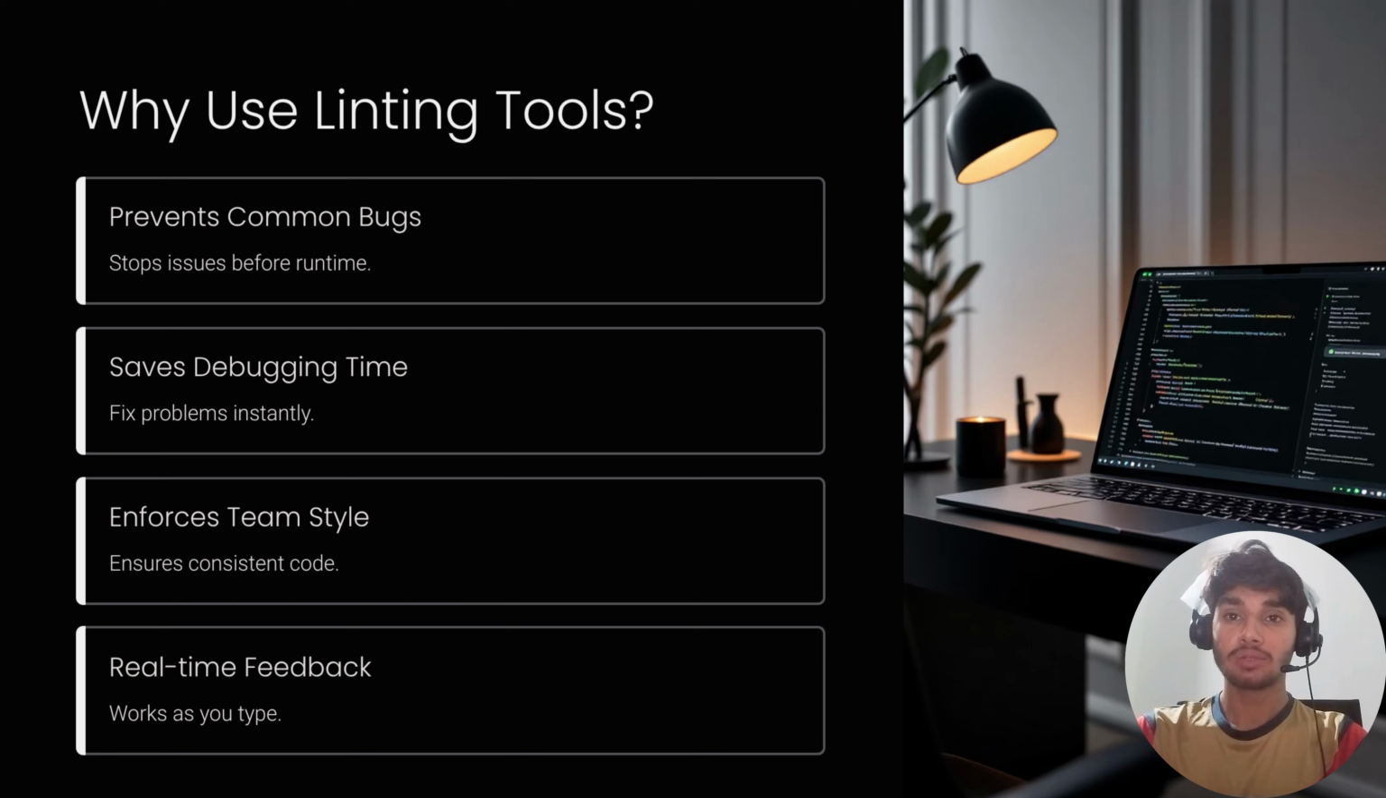By enforcing coding rules, linting tools prevent silly mistakes that can cause bigger issues later. They save hours of debugging and ensure everyone on your team writes code in the same style, making it easier to read and maintain.